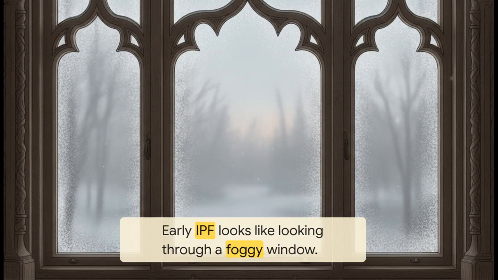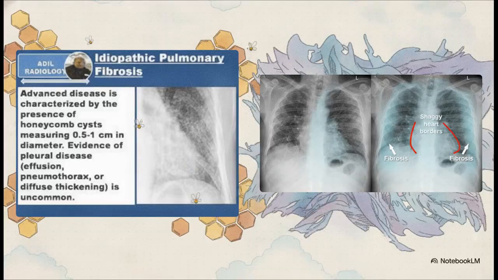Now, to make that ground glass term really stick, just imagine looking out a foggy window on a cold morning. You know something is out there, but the sharp details are completely obscured by this hazy, grayish veil. That is exactly what early fluid and inflammation look like on a scan, right before that severe, permanent scarring of IPF sets in. And this brilliantly illustrates what happens in those later stages.